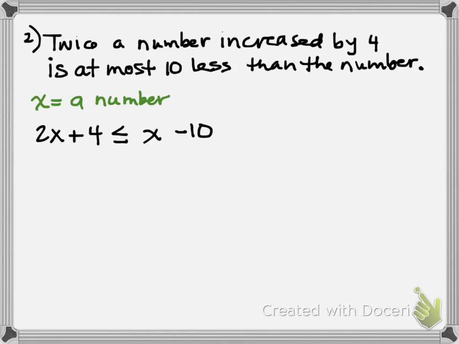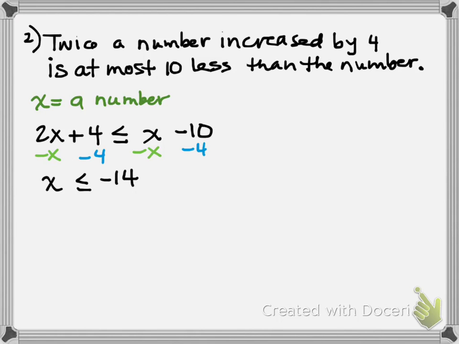All right, let's solve it. I need x's together on the left. I'm going to subtract x from both sides. I need constants together on the right. I'm going to subtract 4 from both sides. I get x is less than or equal to, signs are the same, so I add, negative 14.